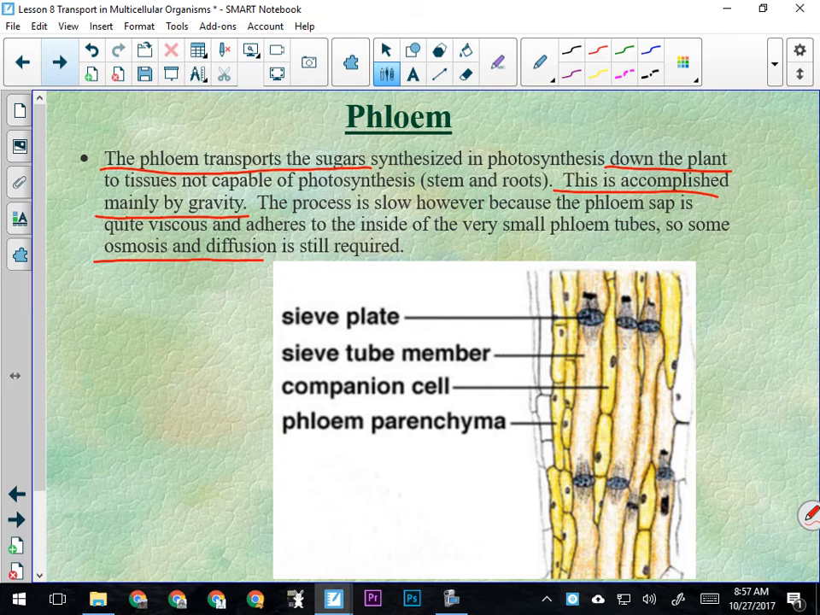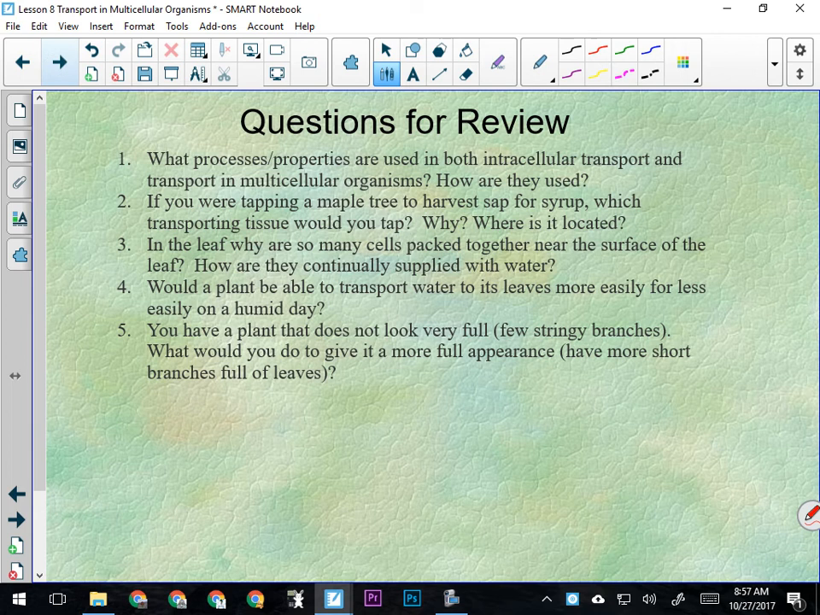Questions on xylem and phloem? The stuff I've underlined would definitely be the stuff you would need to talk about in a question on an exam relating to xylem and phloem. I'm going to give you a few minutes to answer those questions and then we'll go through them together.